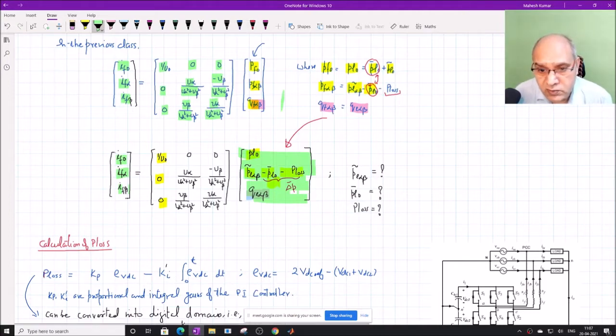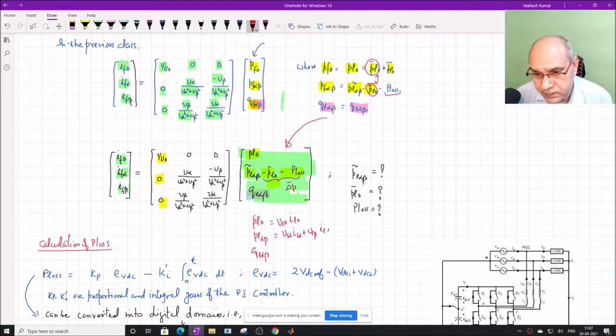Original value means that is what is actually PL0. So what is PL0, what is PL alpha beta and what is QL alpha beta? Obviously PL0 is VS0 into IL0 or V0 into IL0. PL alpha beta is Vs alpha IL alpha plus Vs beta IL beta, and QL alpha beta is Vs alpha IL beta minus Vs beta into IL alpha.